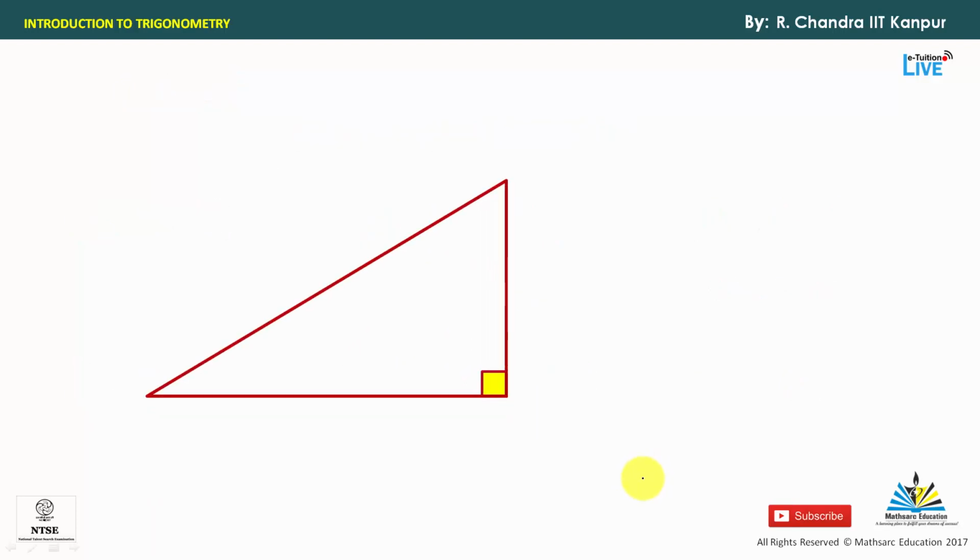So this is a right angle triangle. Now this is an angle theta. With respect to this angle theta, we call this side the perpendicular, which is opposite to this angle, and this is called the base of the right angle triangle, and this is the hypotenuse. So base, perpendicular and hypotenuse are all dependent on the angle theta.